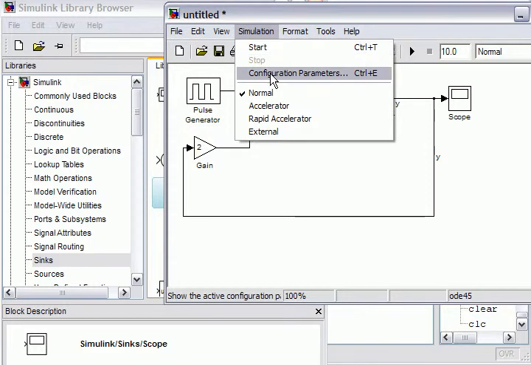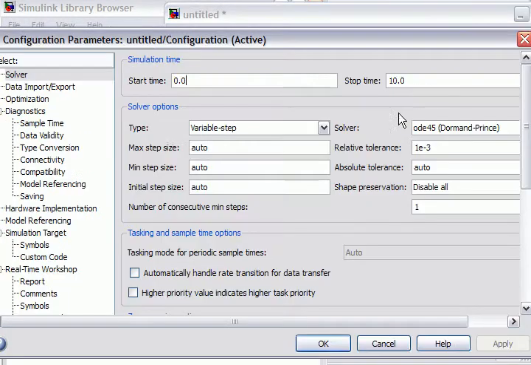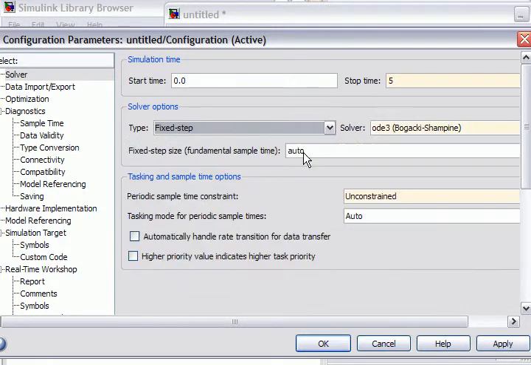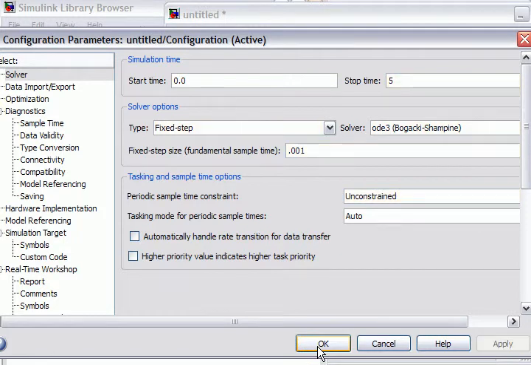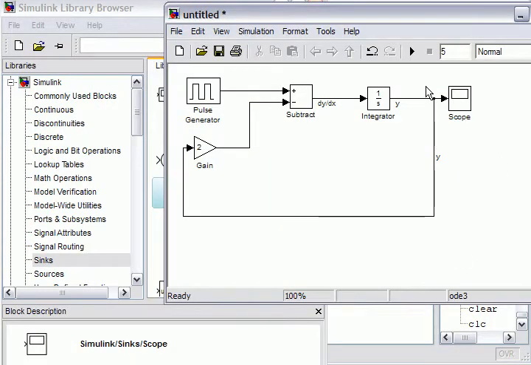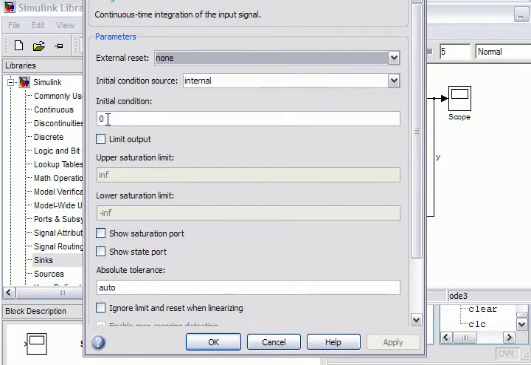Now let's go to Simulation, Configuration Parameters, and change stop time to 5 seconds. And variable step to fixed step with a fundamental sample time of 0.001 seconds. Now we're ready to go, but before we do so, let's check our initial condition of y equals 0. Our integration block outputs y, therefore we'll click on it and make sure our initial condition is 0.